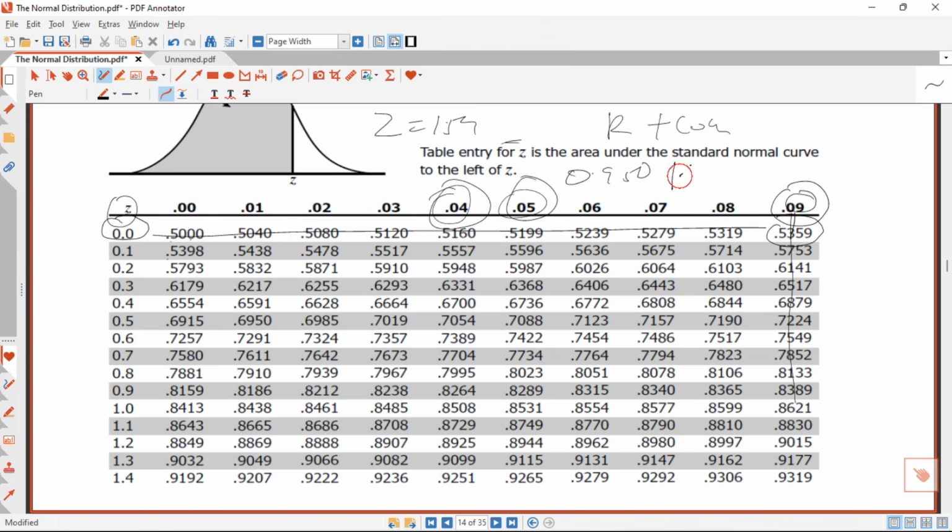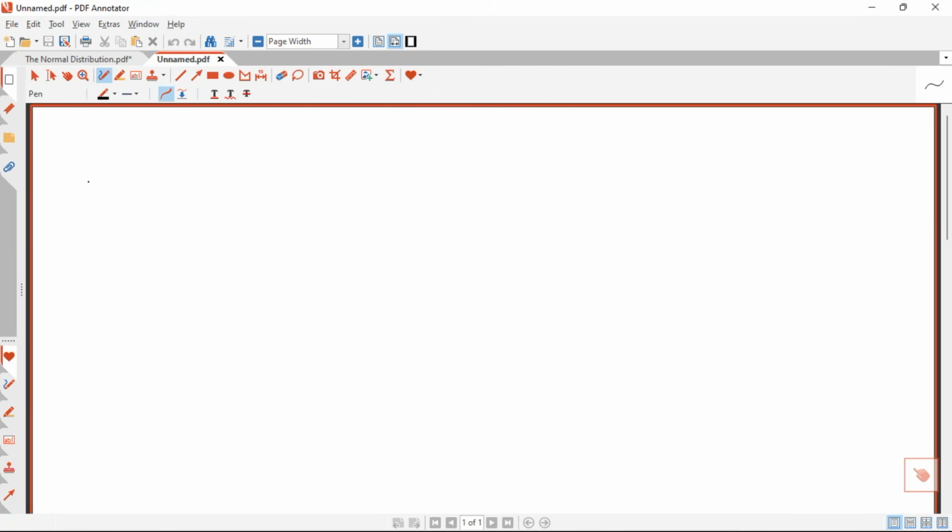So here will be 1.6 plus 0.04 plus 0.05 divided by our 2, right? We are just going to find our mean of the 0.04 and the 0.05, and then add it to 1.6, which is the row, to get our z-score, right? So here, when we add these two, we are going to get 0.09 divided by 2 will give us 0.045, right?